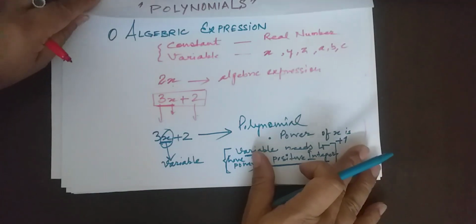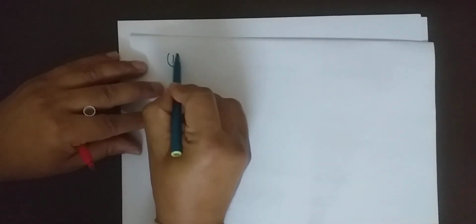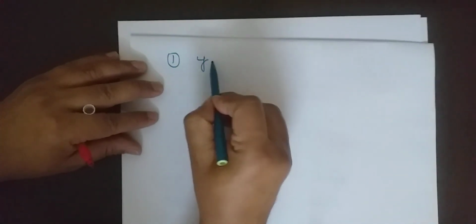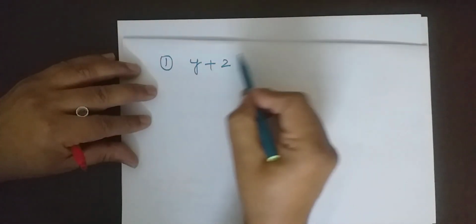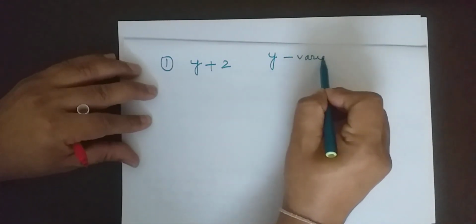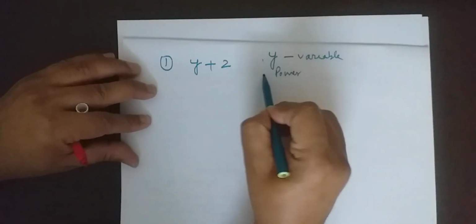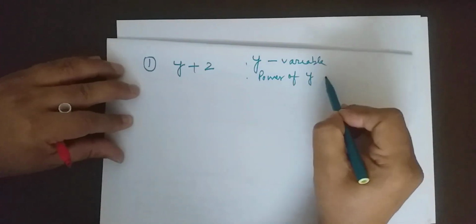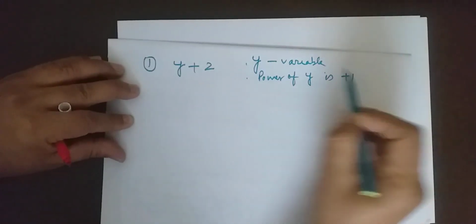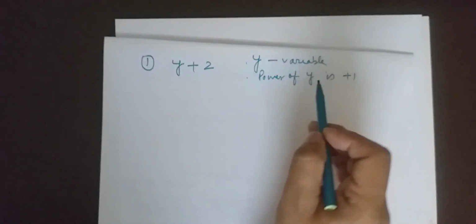So with this I will give you a few examples and make this idea very clear to you. Expression number 1, y plus 2. First identify the variable. Here the variable is y, and what is its power? Power of this variable y is plus 1. See, y raised to power 1 is also written as y to the power plus 1.